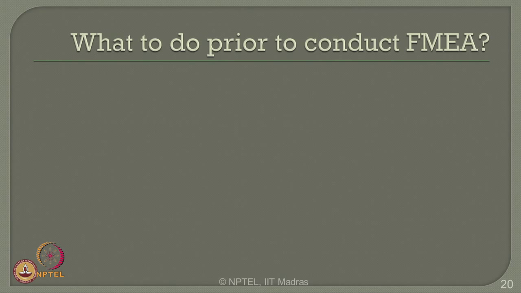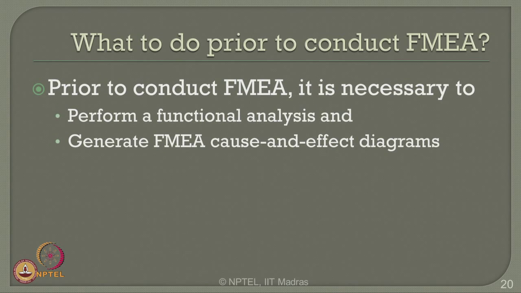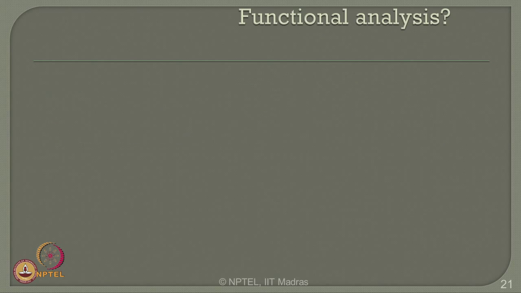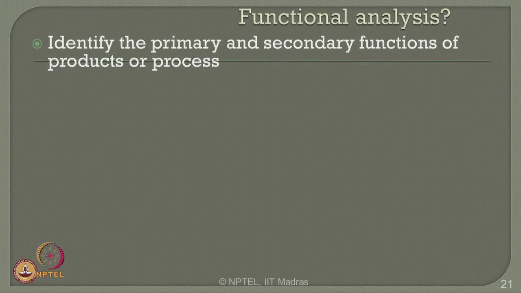What to do prior to conducting FMEA? Prior to conducting FMEA, it is necessary to perform a functional analysis and then generate an FMEA cause and effect diagram. Let us talk about the functional analysis. Functional analysis is done to identify the primary and secondary functions of a given product or a process.